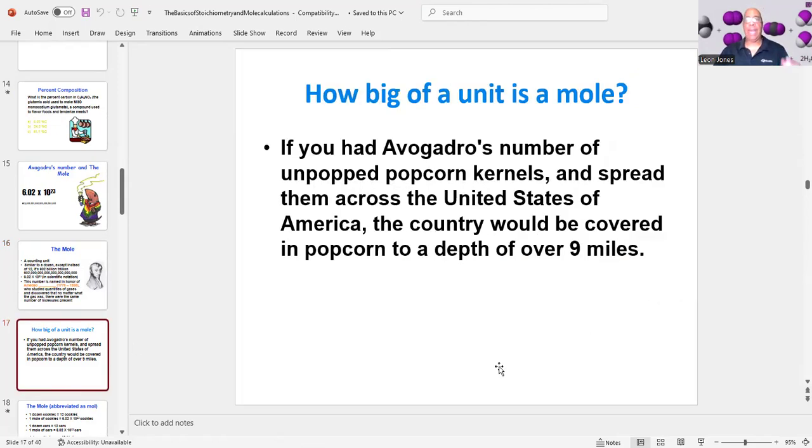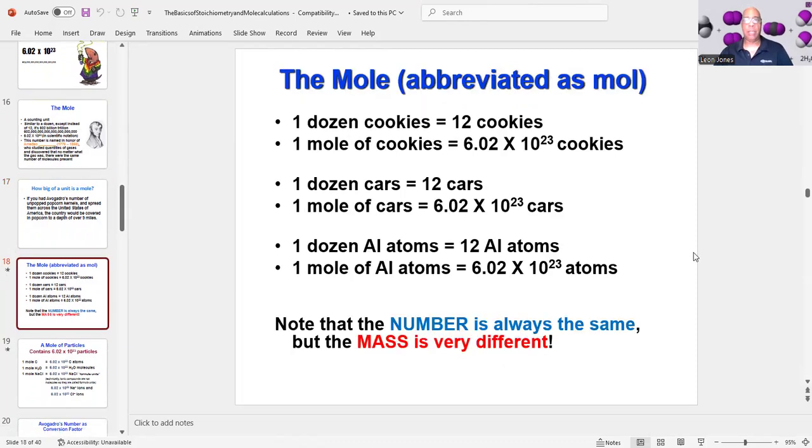Now, if you had Avogadro's number of unpopped popcorn kernels and spread them across the United States of America, the country would be covered in popcorn to a depth of 9 miles. Now, the mole, M-O-L-E, is abbreviated as mol. Again, 1 dozen cookies, 12 cookies, 1 mole of cookies. And this is what Avogadro was talking about. No matter what the element is, everything is going to be 6.02 times 10 to the 23rd. And I'm going to prove it to you.